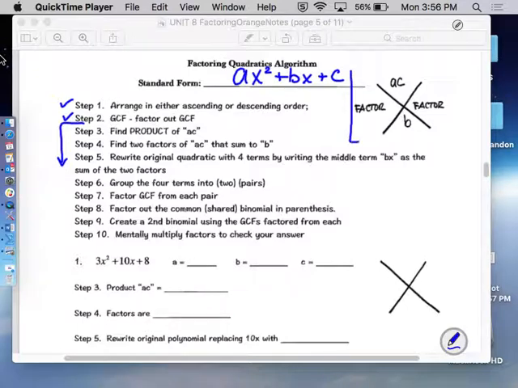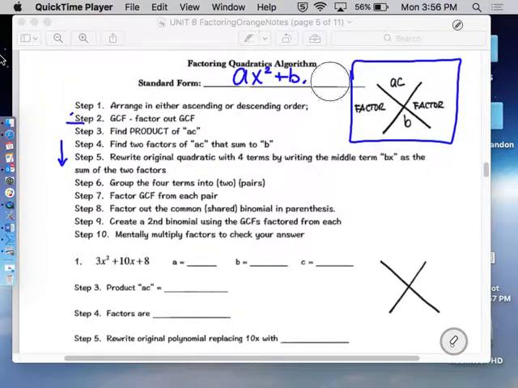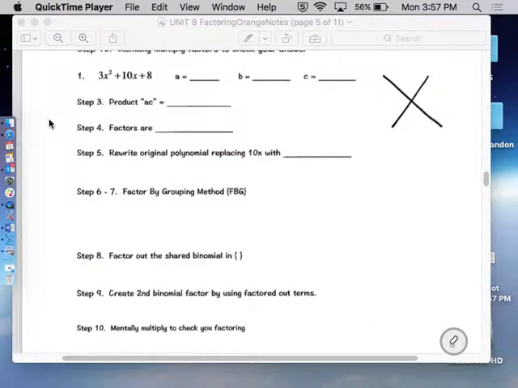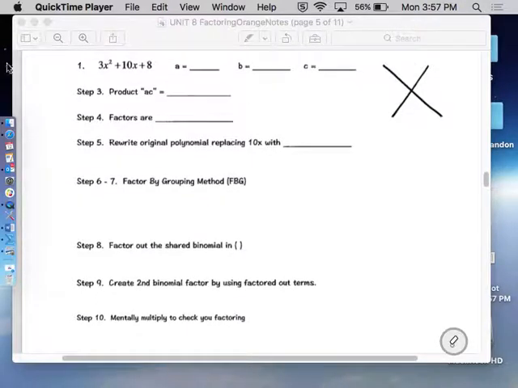But before I do that, let's talk about the big X up here. The big X is just a way to organize your work so that you can visually see the numbers that you're looking for, and I think that it helps you determine which factors you're wanting to work with along the process. So I'm going to move down the screen and I'm going to illustrate steps 3 through 10 on the polynomial that's chosen at the bottom. So here's my polynomial, and I'm going to identify A, B, and C. A is 3, B is 10, and C is 8.